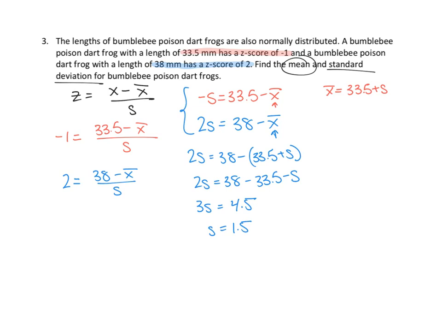Once we know what s is, 1.5 millimeters, we can plug that back into this expression all the way up here. So I know x bar is 33.5 plus s, so I'm going to have plus 1.5. So x bar is 35 millimeters.